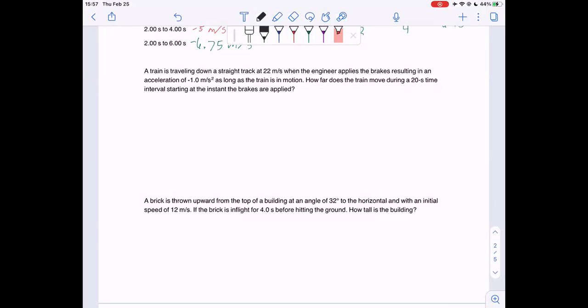So first thing I like to do, write down what you know. So we'll know V naught is 22 meters per second. We're looking for final velocity. We know our acceleration is -1 meters per second squared. We don't know our delta x. That's what we're looking for. And we know our time is 20 seconds. What equation are we going to use? What do we know?